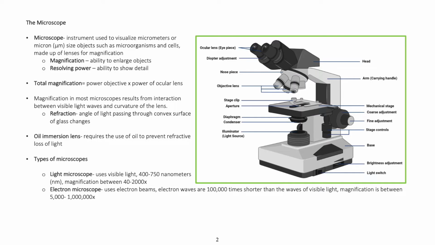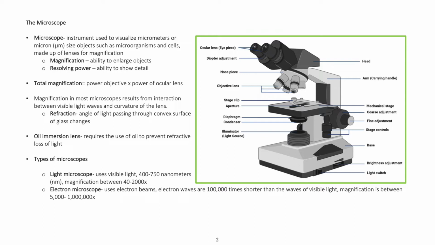The microscope. Microscope: an instrument used to visualize micrometer, or micron-size objects, such as microorganisms and cells, made up of lenses for magnification. Magnification, ability to enlarge objects. Resolving power, ability to show detail. Total magnification is the power of the objective times the power of the ocular lens.